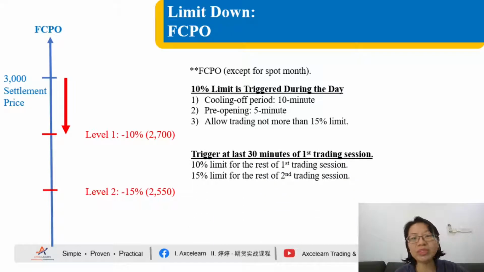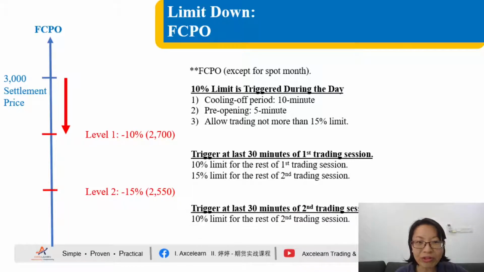Now, there are another 2 rules that you need to know. If this is triggered 30 minutes before the end of the first trading session, then the 10% will apply for the rest of the first session. Then the second session will automatically increase to 15%. But if this is triggered in the last 30 minutes of the second session, they will only trade 10% throughout the second session. Technically, it's throughout the remainder of the trading day.